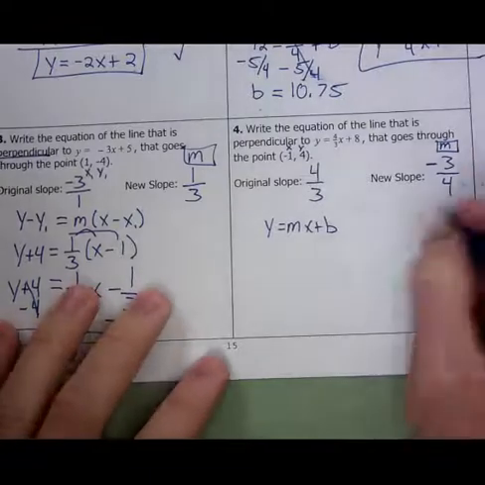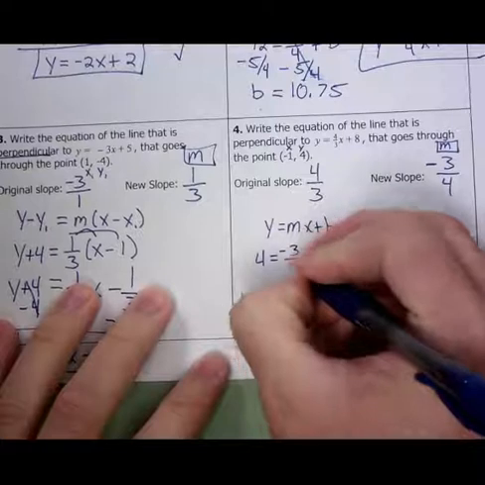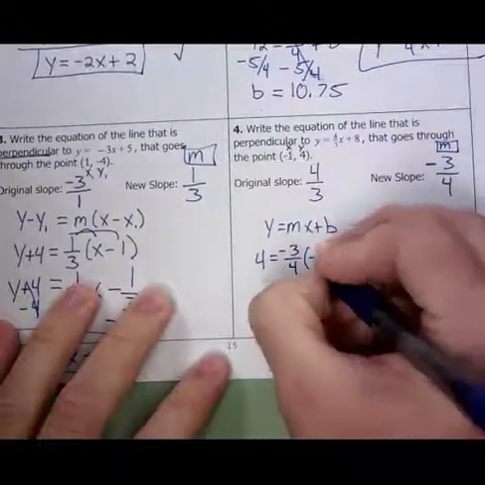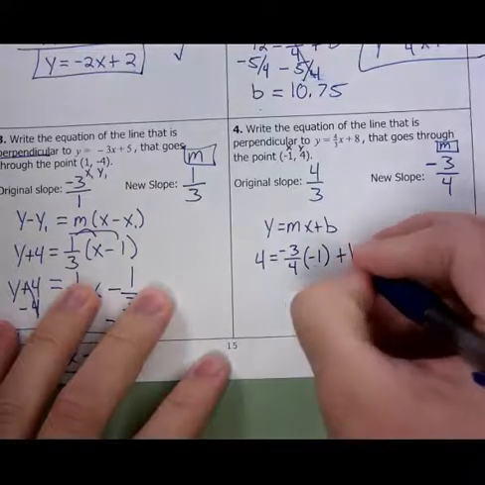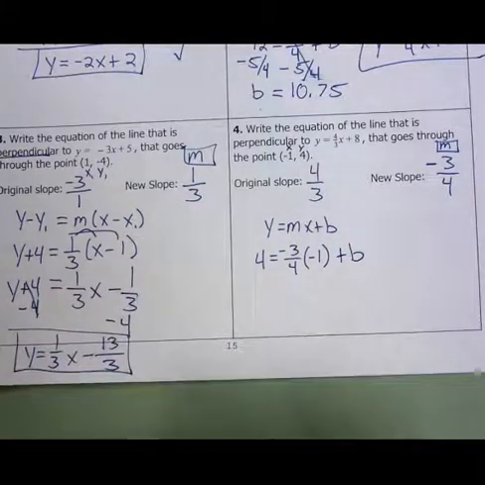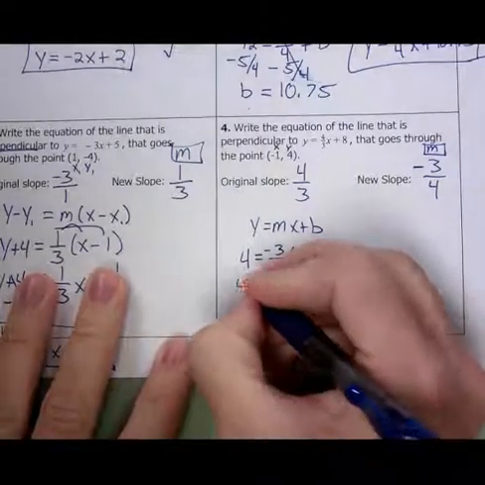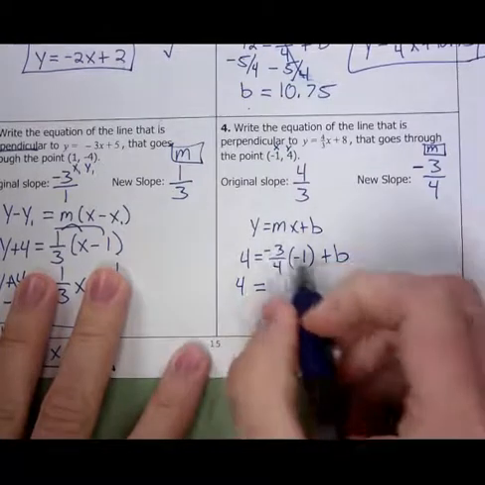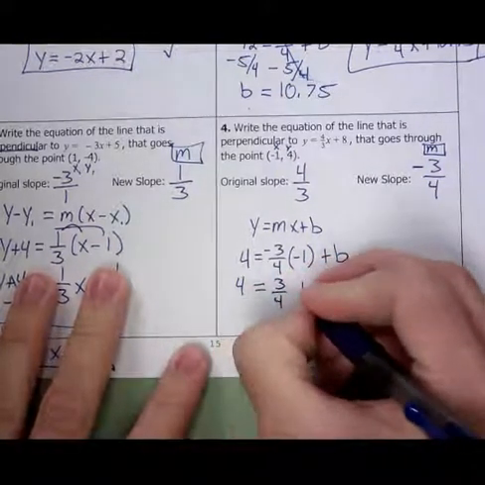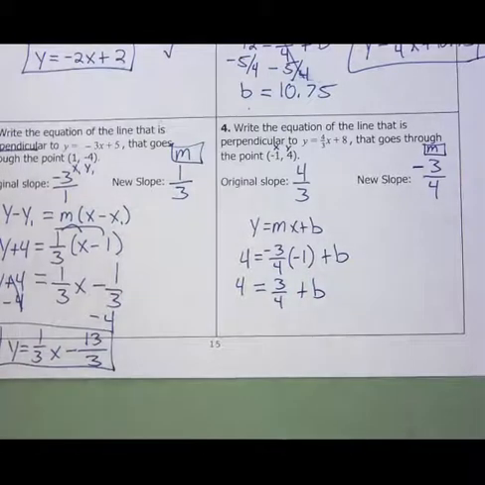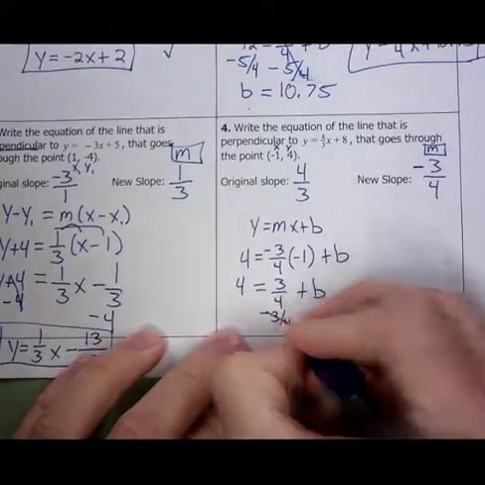Okay, we're going to plug in our parts here. So our y is 4. Our m is negative 3 over 4. Our x is negative 1, and our b is what we're going to solve for. So let's go ahead and get our negatives out of the way. A negative and a negative will turn this into a positive. Okay, and then 1 times 3 over 4 is just 3 over 4 plus b. Your last step to get b by itself is to subtract over the 3/4.